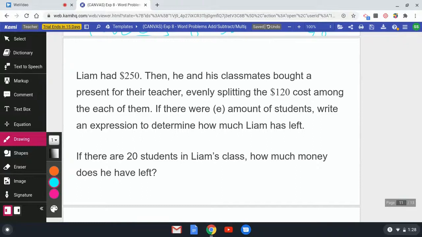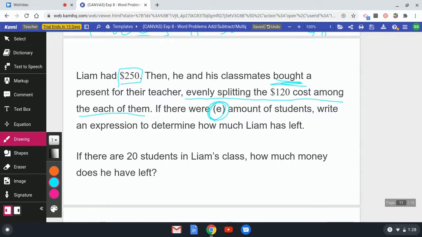All right, go ahead and pause and try Liam. All right, Liam had $250. Then he and his classmates bought a present for their teacher. Aw. Evenly splitting the $120 among each of them. If there were E amount of students, write an expression to determine how much Liam has left.